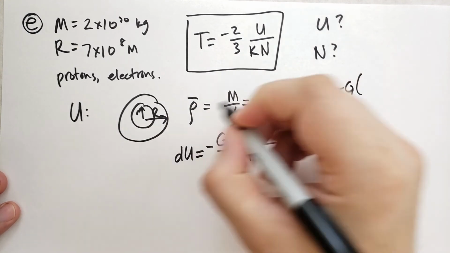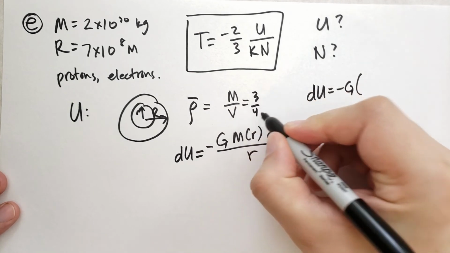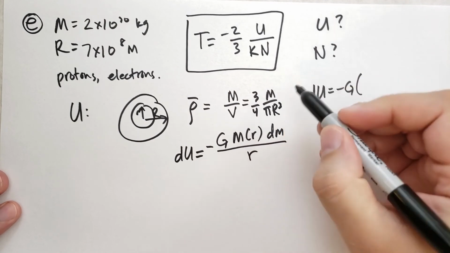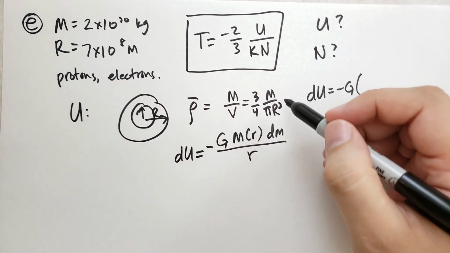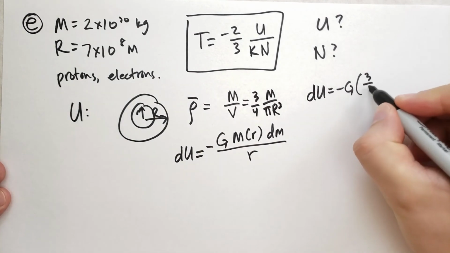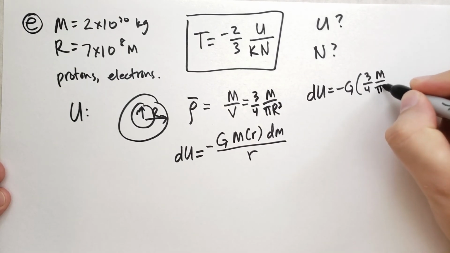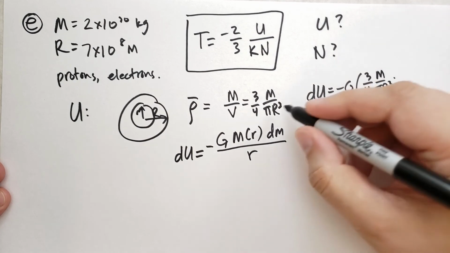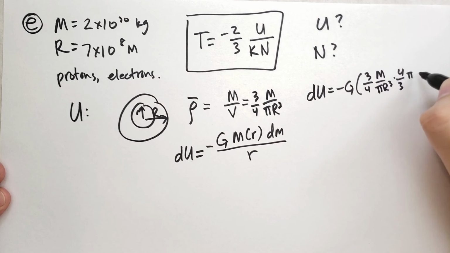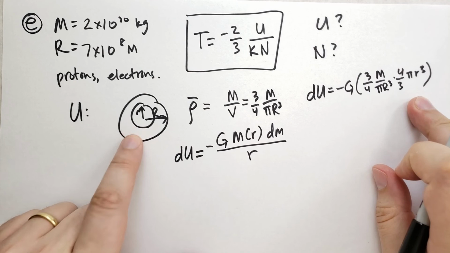So the density of the sun is given as 3/4 the mass of the sun divided by pi R cubed. Okay, this is just the mass of the sun divided by 4/3 pi R cubed, which is the volume of a sphere of radius R. Okay, so we get 3/4 the mass of the sun divided by pi R cubed times the volume of the stuff inside. That's 4/3 pi r cubed. Okay, so that's the mass on the inside of that shell.